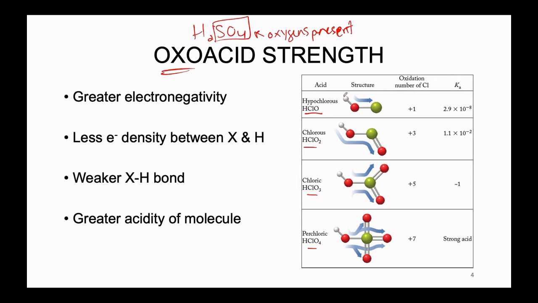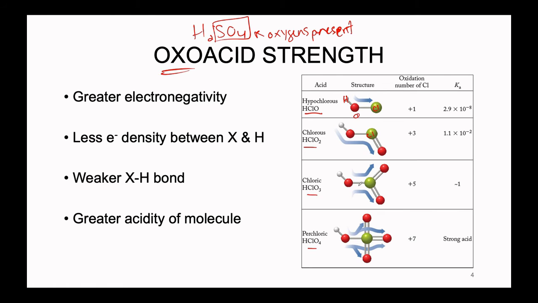So here we have in our first, the hypochlorous acid, we have an H, we have an O, and we have a Cl. So this is kind of our color coding. The white is the hydrogen, red is an oxygen, and green is a chlorine. And as we change then the structure going down, we can see that we are placing more and more oxygens on our chlorine.